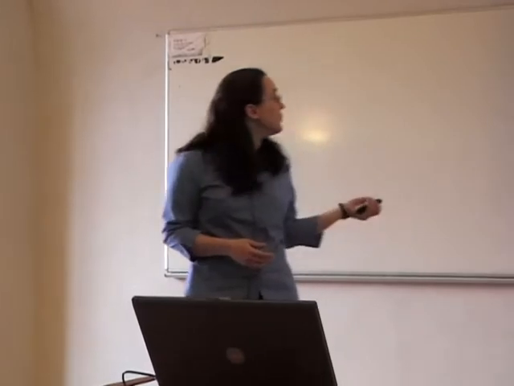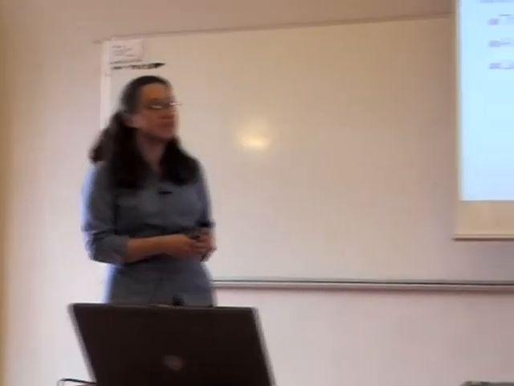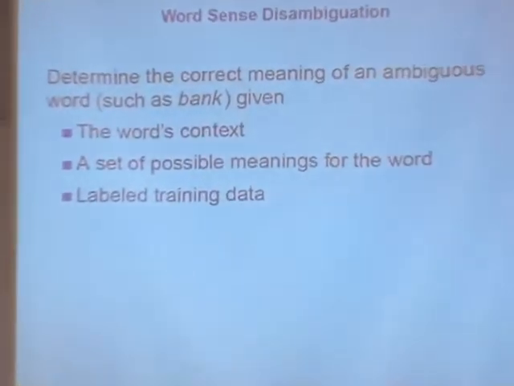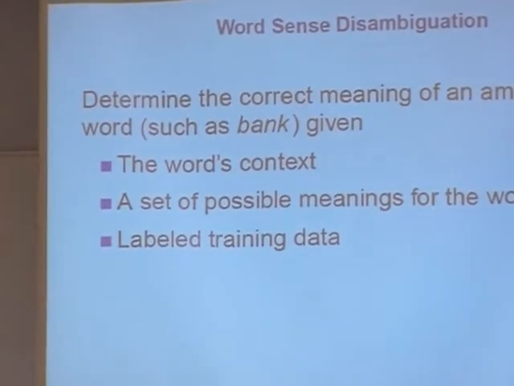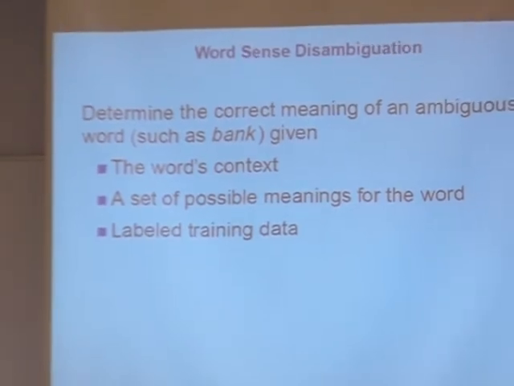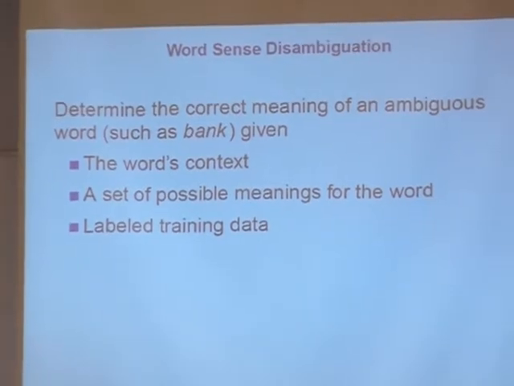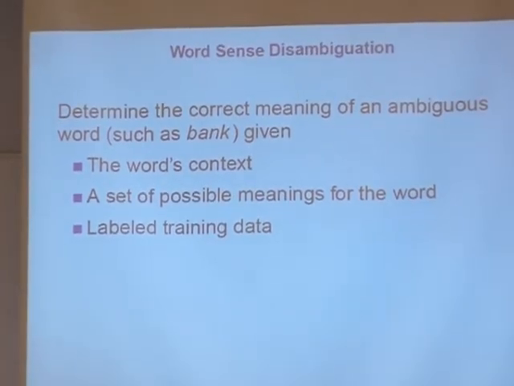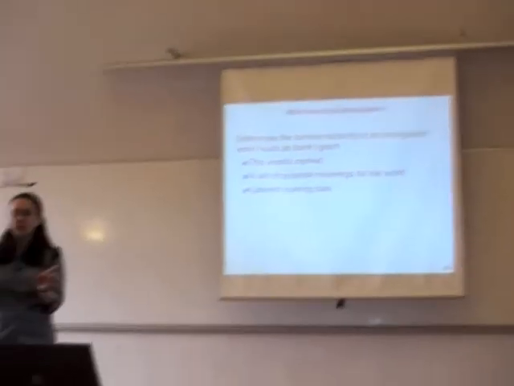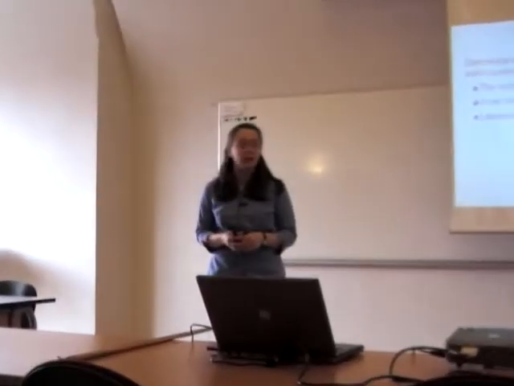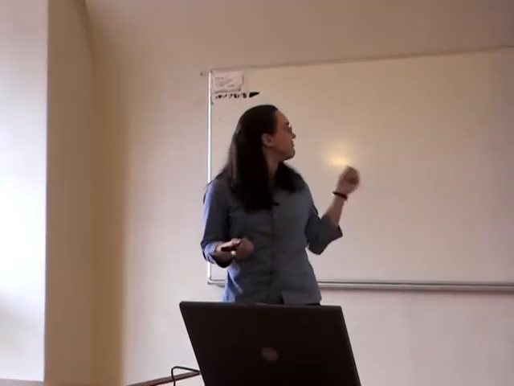First of all, I'm going to talk for a moment about what word sense disambiguation is. Given some ambiguous word, such as bank in this case, which could be river bank or financial bank, or even bank as in turning, as in an airplane, and given the word's context, either words surrounding the word or dependency information around the word and so on, and a set of possible meanings, and labeled training data, which means examples of the ambiguous word along with the labels, try to figure out which sense the ambiguous word takes.